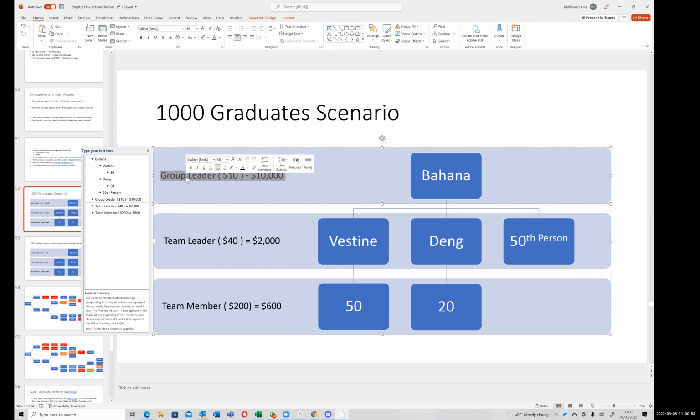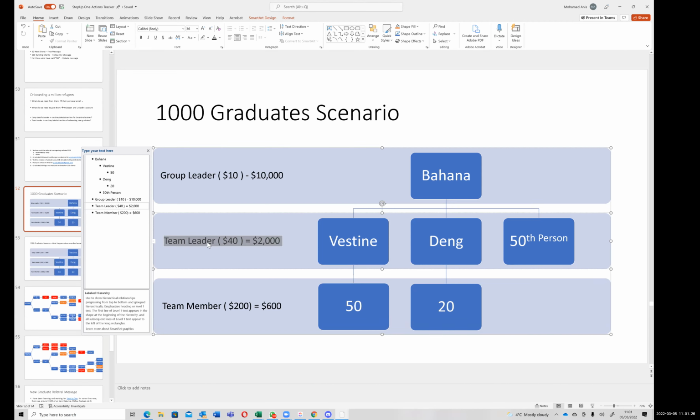But the good news is, Bahana, that as a group leader, you could also be working as a team member for a few clients and as a team leader for a few clients, correct? So yeah, we can fix this problem. We can fix this problem easily. So you will not lose any of your money, because I'm just thinking on your behalf, Bahana.